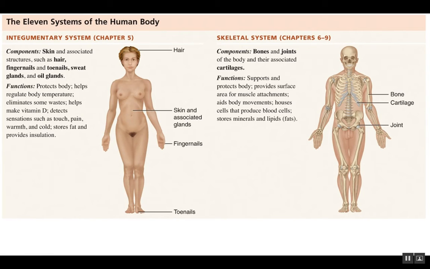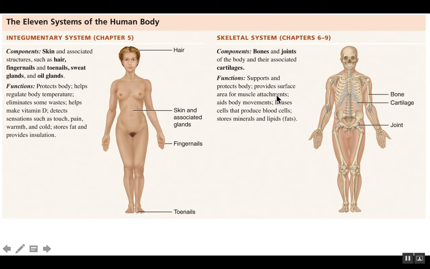And then it detects a lot of things in our environment, so a lot of sensory neurons in our skin. The skeletal system are your bones and joints, as well as cartilages that might be found at joints. Function is to provide support and protection, also provide an attachment site for muscle in order to move the entire body or parts of the body.